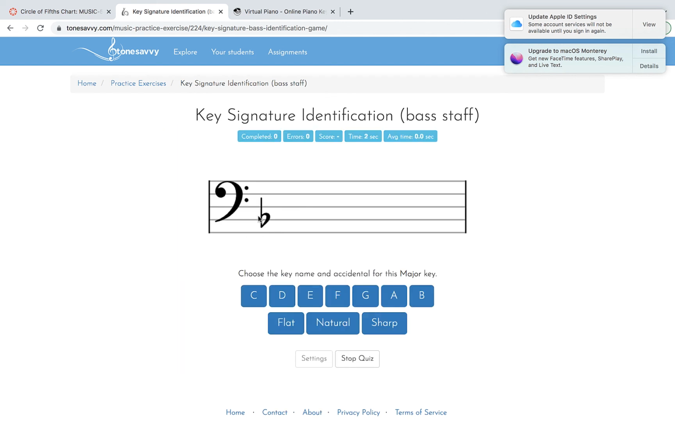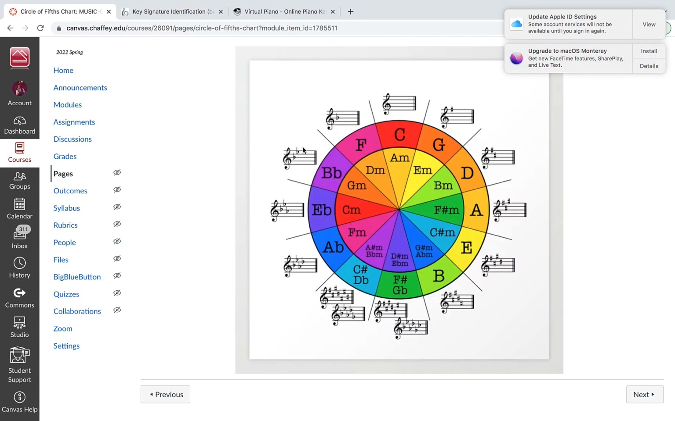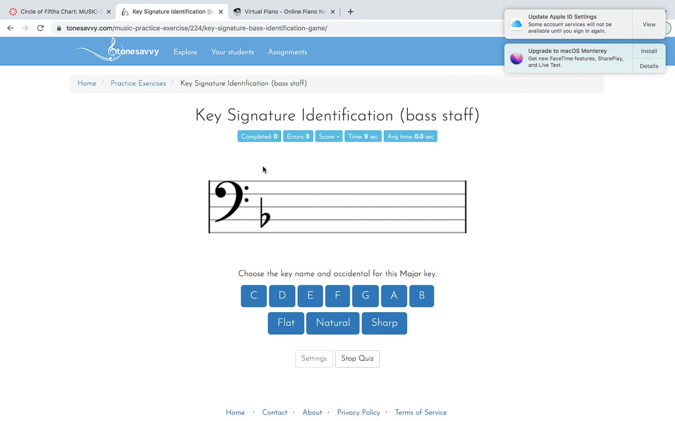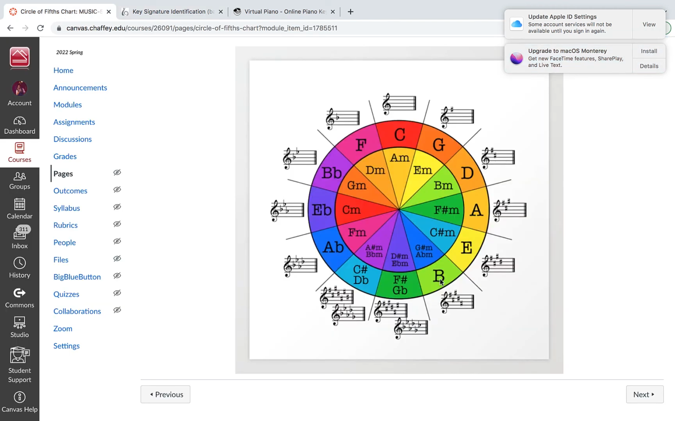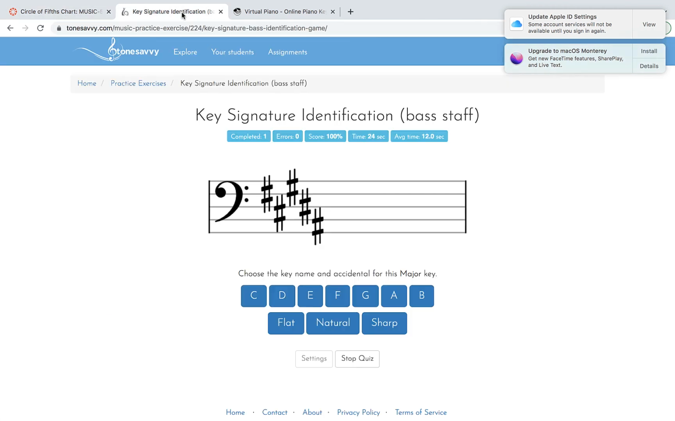1 flat. Oh my God, but it's bass clef. It doesn't matter. 1 flat is always key of F. It doesn't matter if it's bass clef or treble clef. 1 flat is always F. 1, 2, 3, 4, 5. 5 sharps is always the key of B. And those 5 sharps are always F sharp, C sharp, G sharp, D sharp, A sharp. Plain old B.